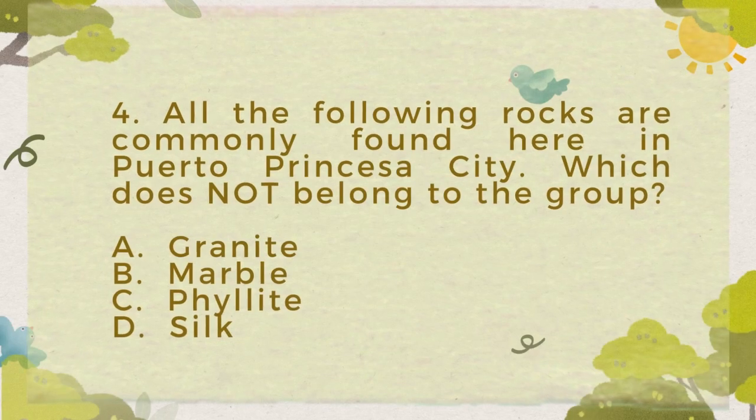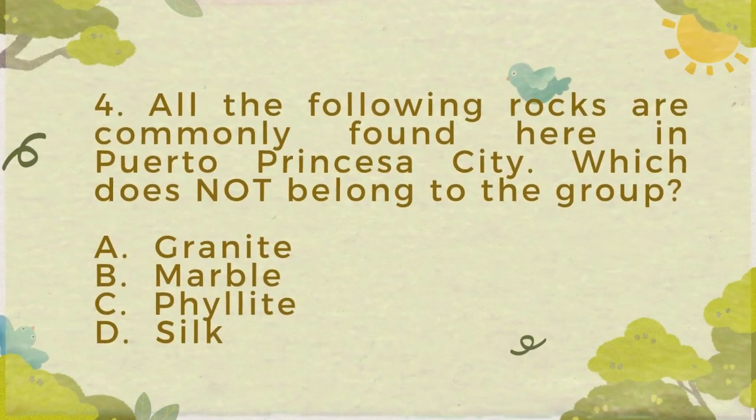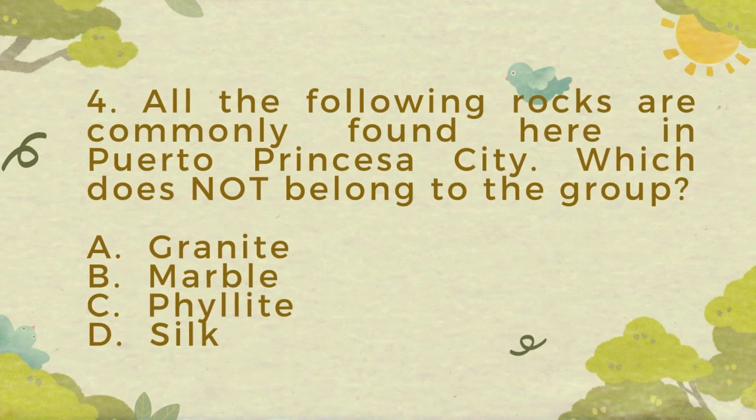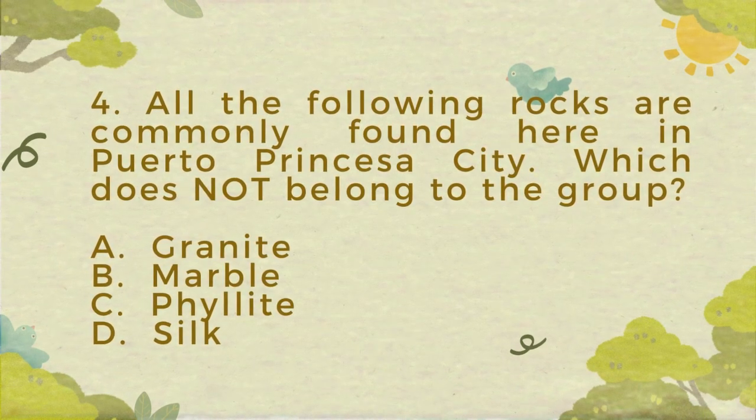Question number 4. All of the following rocks are commonly found here in Puerto Princesa City. Which does not belong to the group? A. Granite. B. Marble. C. Claylite. And D. Silk.